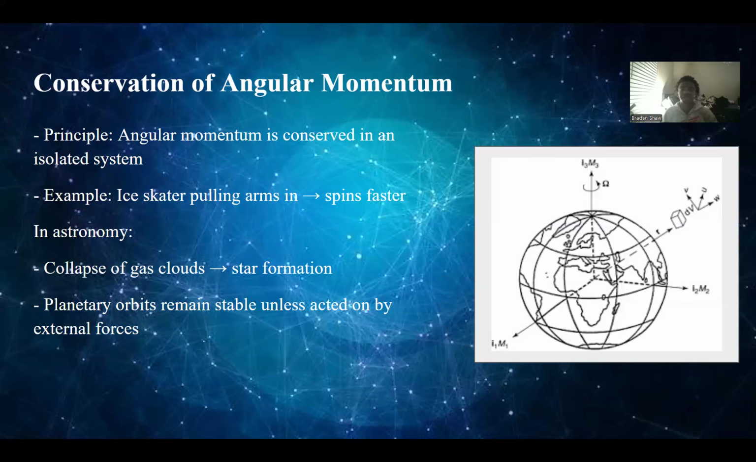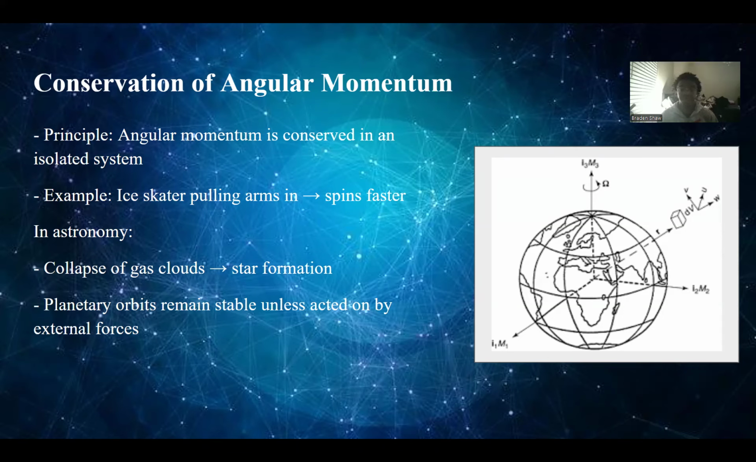Conservation of angular momentum. A key principle in physics is the conservation of angular momentum. This states that in an isolated system, angular momentum remains constant unless an external torque acts on the system. A common everyday example is an ice skater spinning. When they pull their arms inward, they reduce their moment of inertia, causing their spin rate to increase.